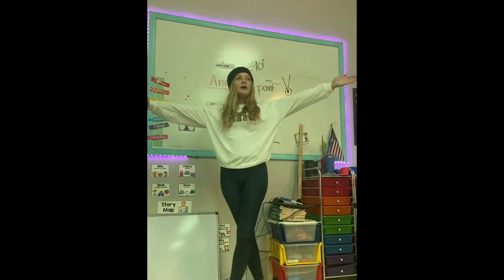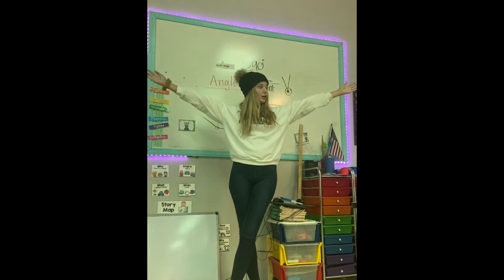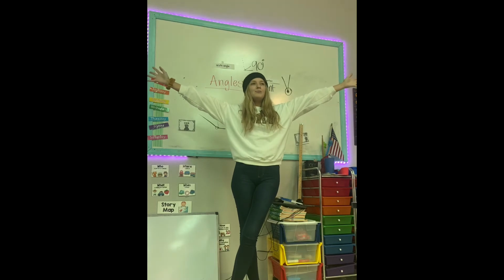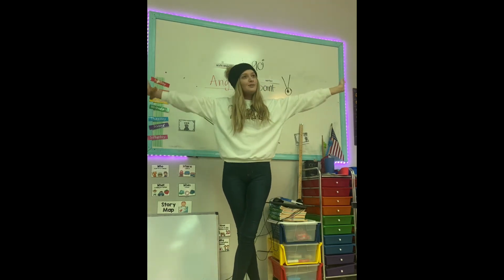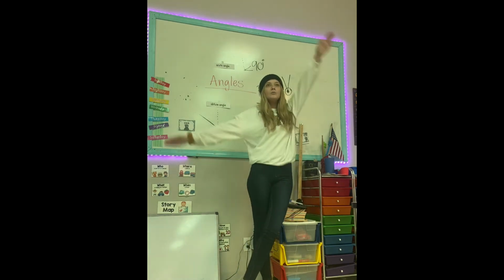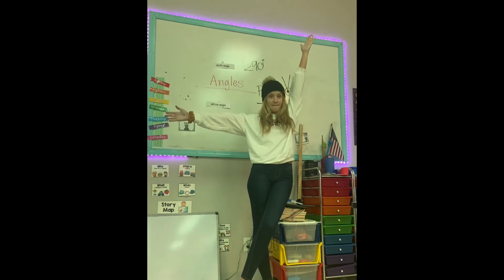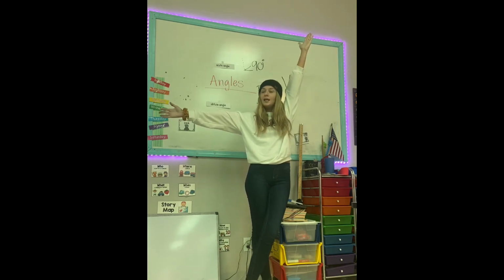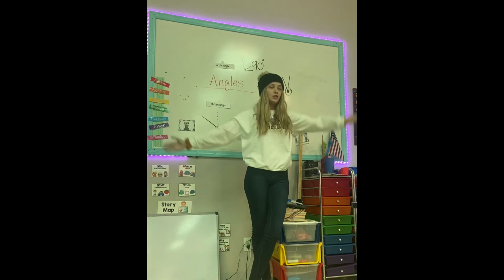So what angle am I currently making with my arms? My body is my vertex. Here are my lines. What angle would this be? I'm huge, or I'm large, I'm obtuse. Good. What about two perfect straight lines, my body is the vertex, the point, a 90 degree angle, which is a right angle. Good job. All right.